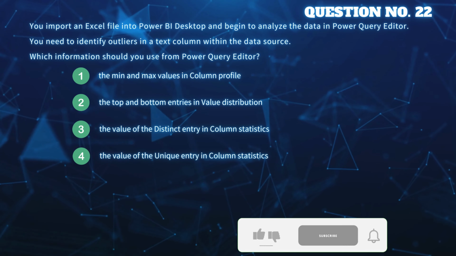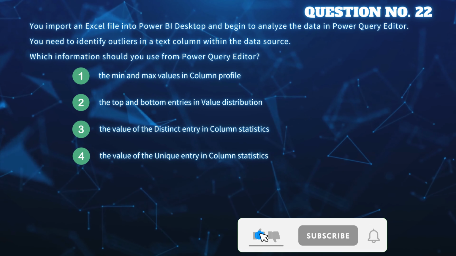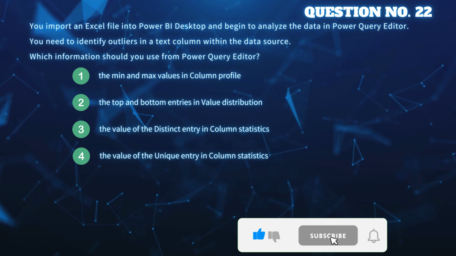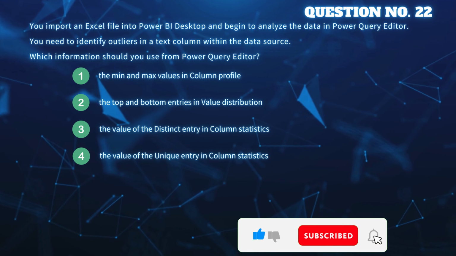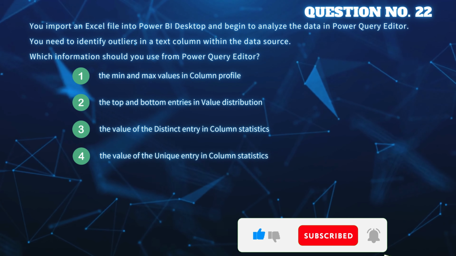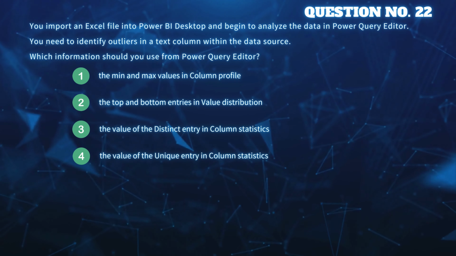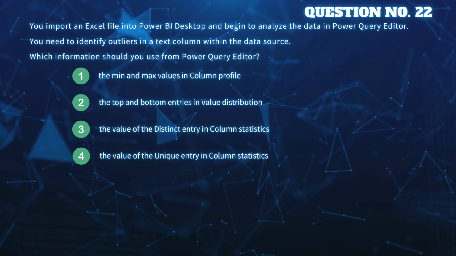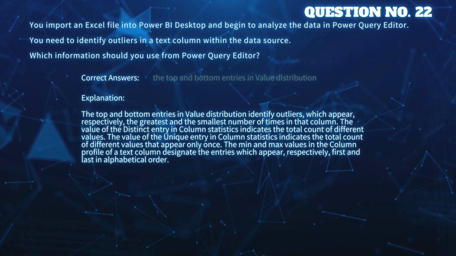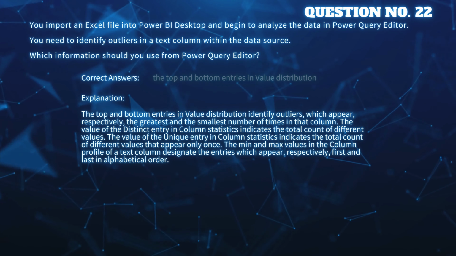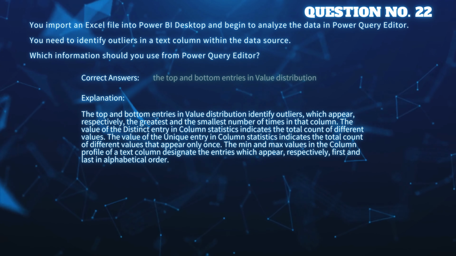Option 1, the min and max values in column profile. Option 2, the top and bottom entries in value distribution. Option 3, the value of the distinct entry in column statistics. Option 4, the value of the unique entry in column statistics. Correct answers: the top and bottom entries in value distribution.